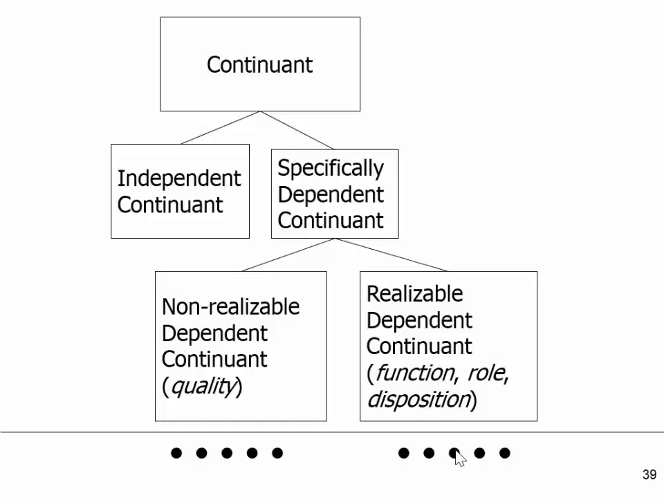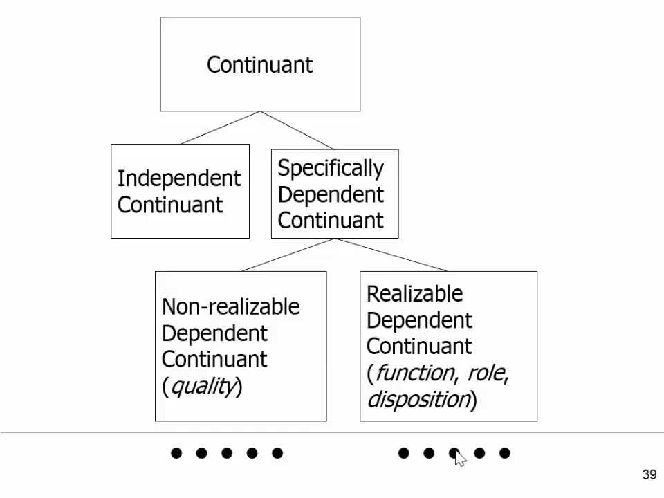So that's specific dependence. Now, we distinguish 2 kinds of specific dependence. On the one hand, there are qualities, like skin color. And qualities are fully there if they are there at all. So your skin color is just there. It doesn't go in and out. It's even there in the dark.